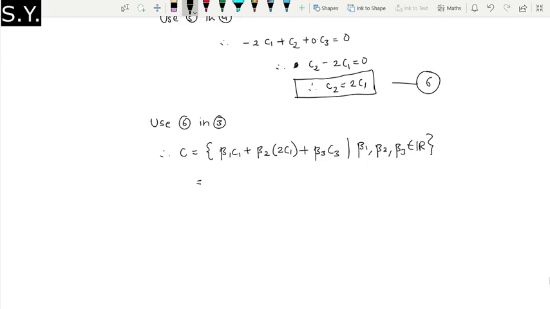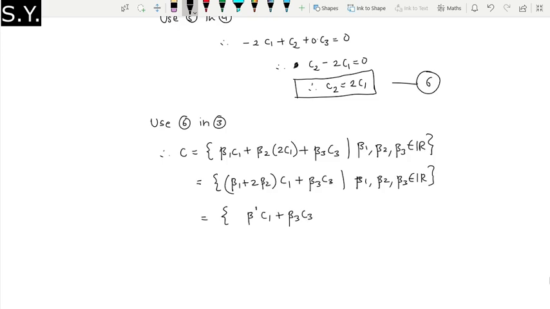So which will be further equal to, so I can take this c1 out, so this will be (β1 plus twice β2) c1 plus β3 c3, such that this β1, β2 and β3 belongs to R, which will be further equal to the set of all, now I will call it some beta dash, so beta dash c1 plus beta3 c3 such that this beta dash and beta3 belongs to R. So therefore now this is equal to linear span of S2, where my S2 is nothing but containing only 2 vectors now, that is c1 and c3. So I will call it as some 7 and our LHS is C.